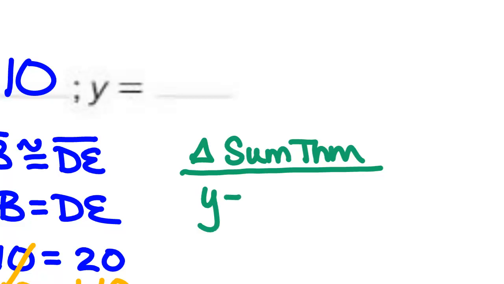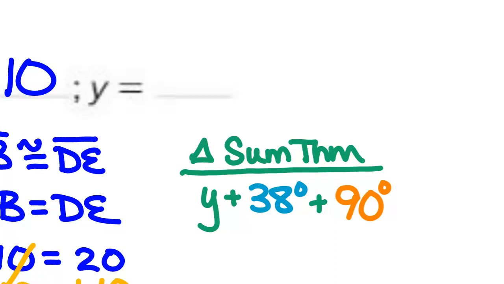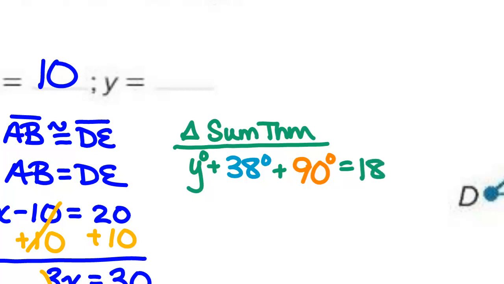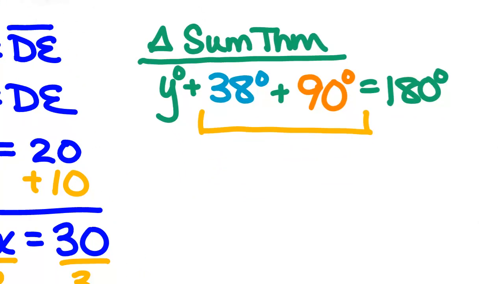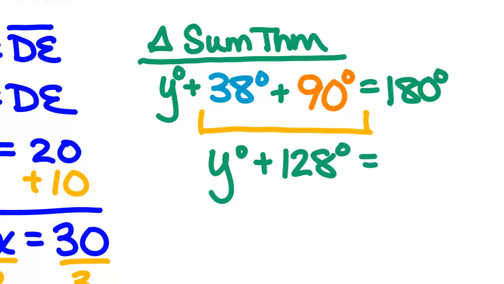So I take y plus, what are the other 2 angles that we have there? 38 and what? And 90. So y degrees plus 38 degrees plus 90 degrees. This is all going to add up to give me 180 degrees. So I'm going to combine my like terms together of 38 and 90. What do I get when I add 38 and 90 together? 128. So y degrees plus 128 degrees equals 180.